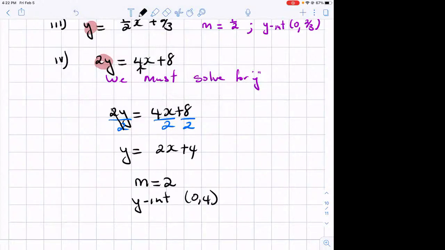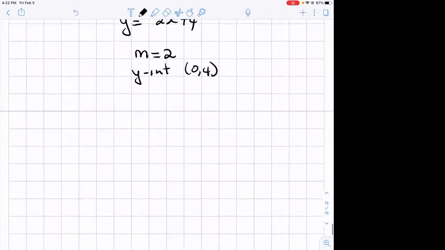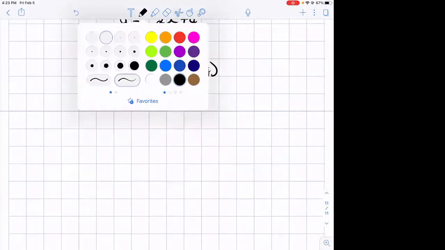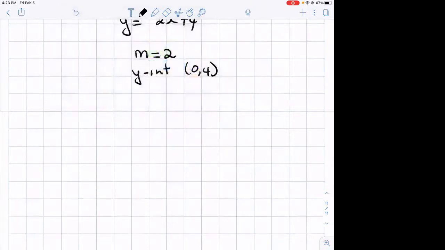Before you can read the y-intercept and the slope, it must be in the form y equals. Okay? Must be in the form y equals. Now, if you can identify the slope and the y-intercept, we can sketch the graph.